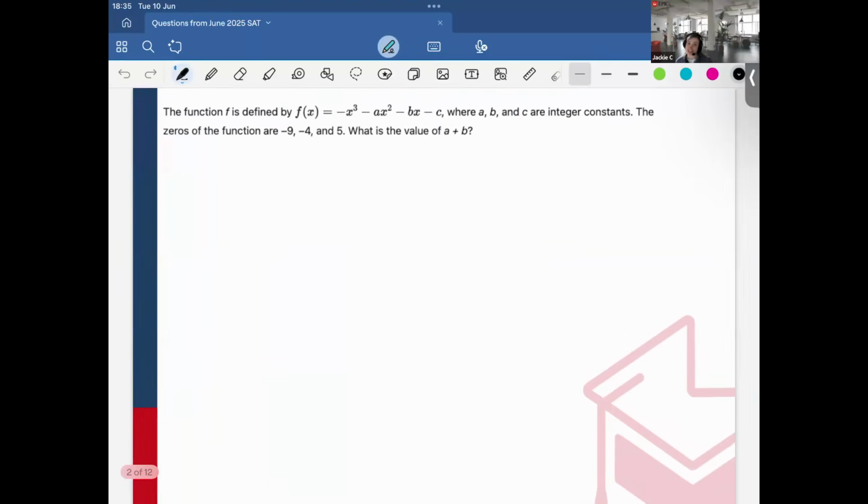Okay, so as I predicted in my June predictions, I did feel like functions would definitely occur on the exam. And here's an example of one that came up. The function f is defined by f of x is equal to negative x cubed minus ax squared minus bx minus c, where a, b, and c are integer constants. The zeros of the function are -9, -4, and 5. What is the value of a plus b?